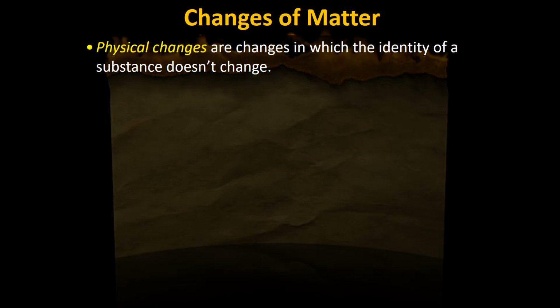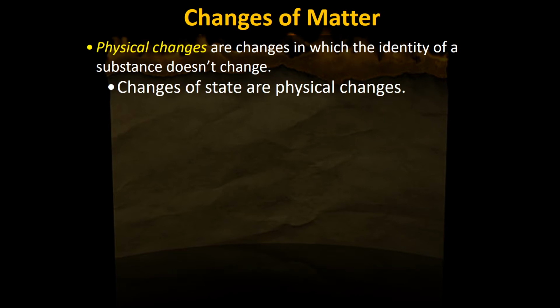So physical changes are changes in which the identity of the substance doesn't change. Changes of state are physical changes. So going from a solid to a liquid, melting, is a physical change. We need water to live. If you're in a desert and all you have is ice, you can eat the ice, and the ice will melt into water and act just like water, even though it's in a different state.